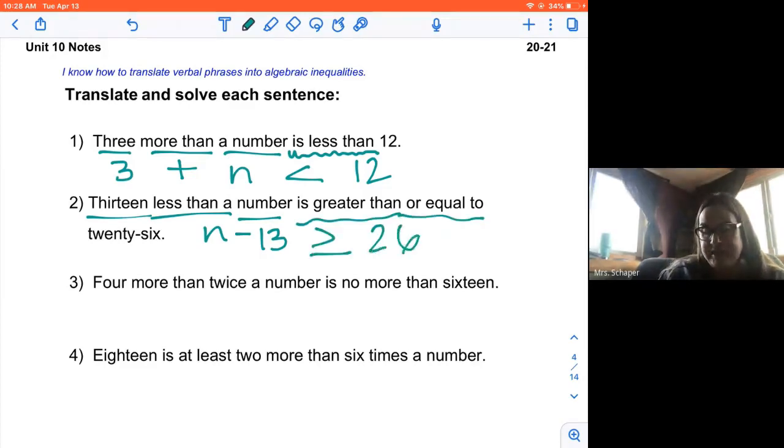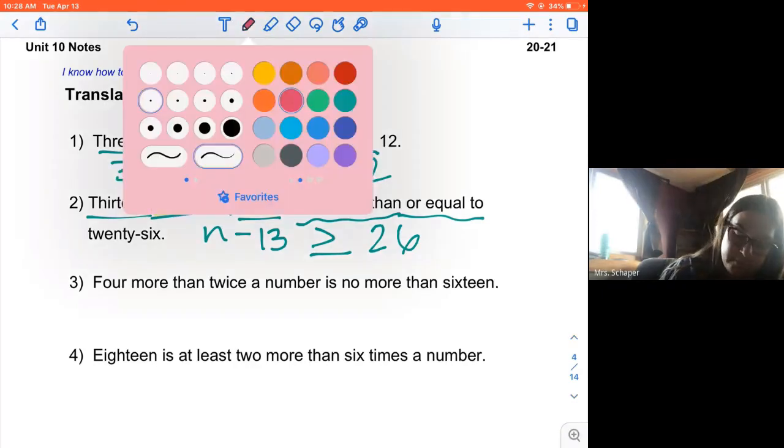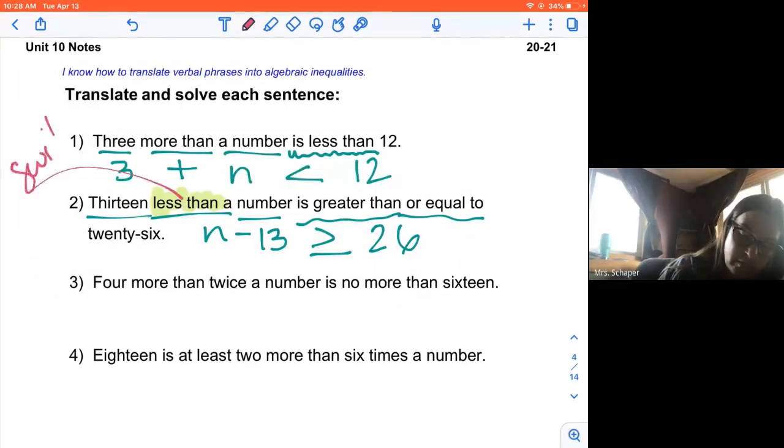So a few things happening here. Less than is considered a switch word. Okay, that means I have to switch the order. Okay, and then is greater than or equal to. Okay, is greater than or equal to. All right, 26.